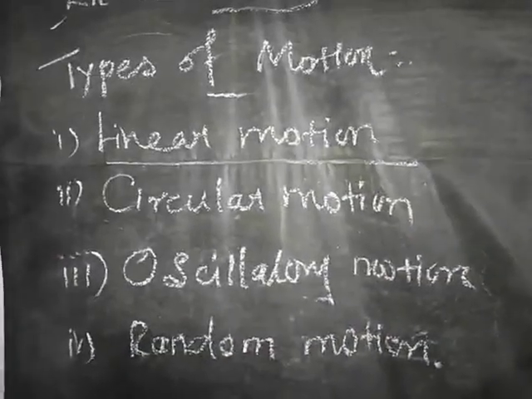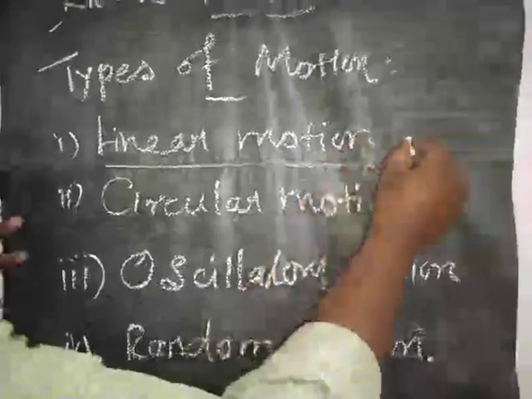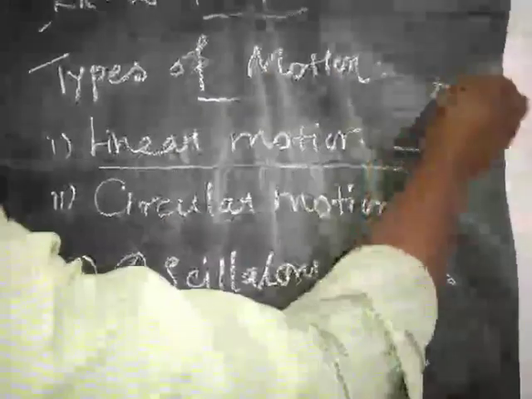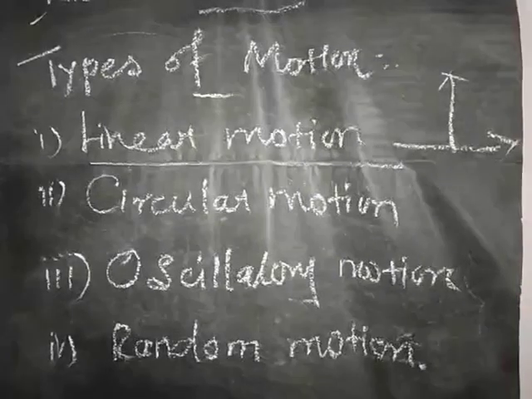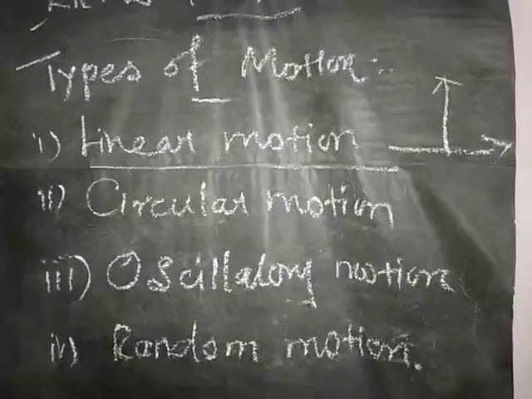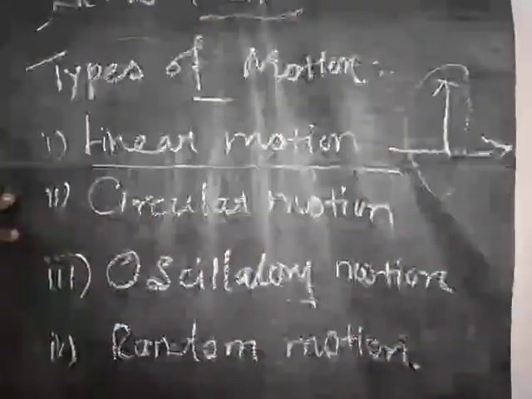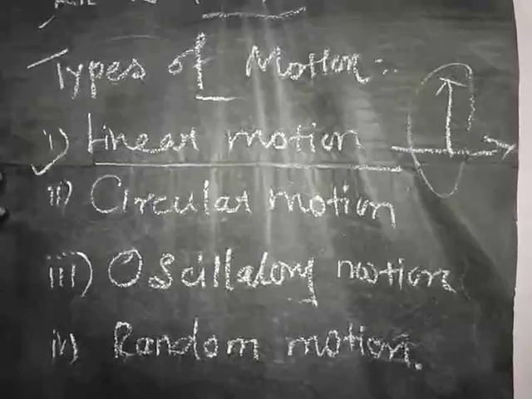What is meant by linear motion? Motion along a straight line, either in a horizontal position or vertical position. If you see a lift, it is moving up and down. So what position? Vertical position. These types of motions are examples of linear motion.